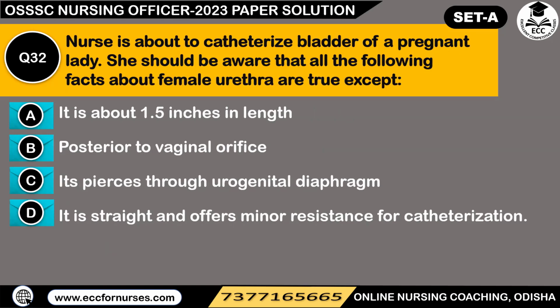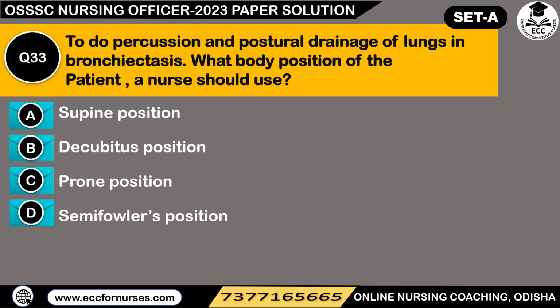Question number 32. A nurse is about to catheterize bladder of a pregnant lady. She should be aware that all the following facts about the female urethra are true except the urethra is posterior to vaginal orifice. This is wrong and usually it is present in anterior part. Question number 33. To do the percussion and postural drainage of the lung in bronchiectasis, what body position of the patient a nurse should use? The answer is prone position.